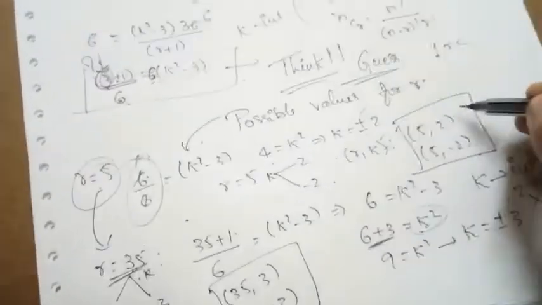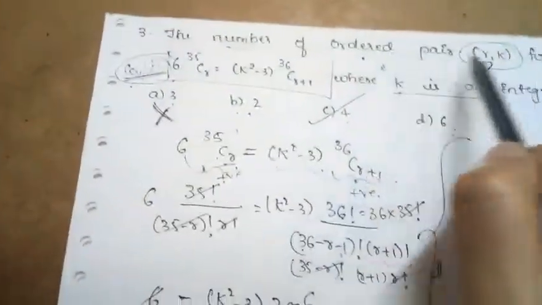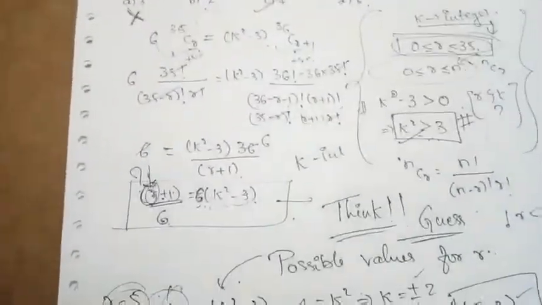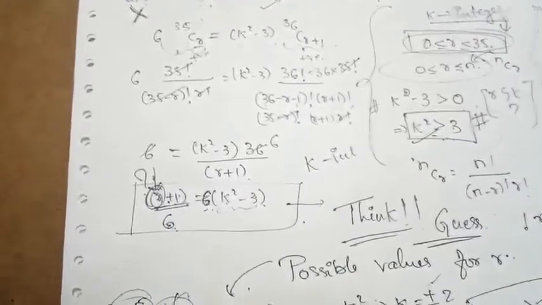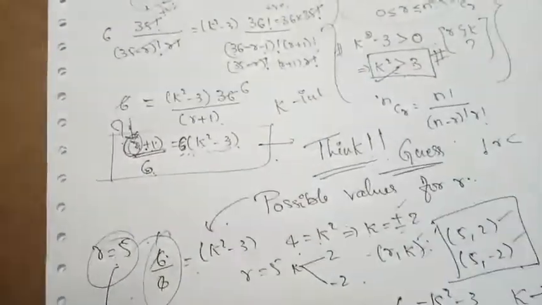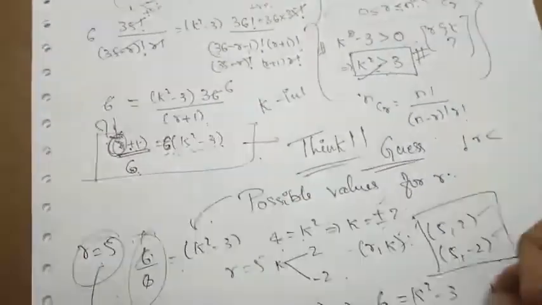So totally how many ordered pairs? 1, 2, 3, 4. So totally 4 ordered pairs of the form (R, K) are possible. So this is the idea. I have explained this in a bit detailed form. If you understand all these minor things clearly, then when you have to solve this question, there is no need of investing this much time.